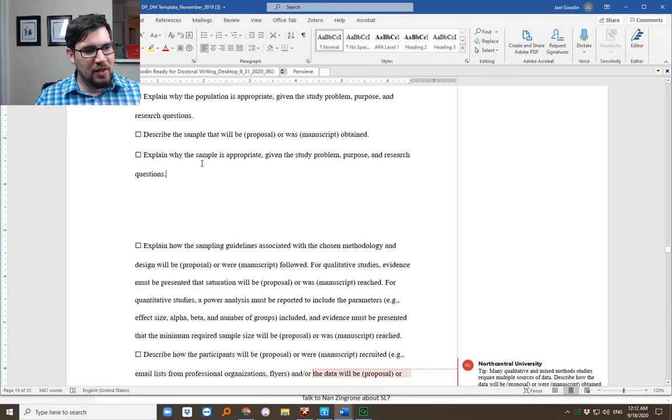We'll be talking about Chapter 2, Explain Why the Sample is Appropriate, given the study problem, purpose, and research questions.